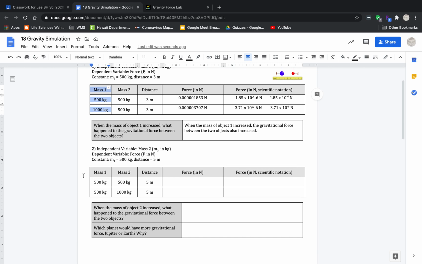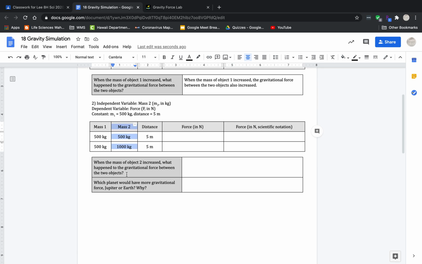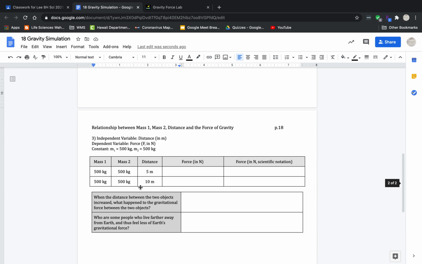What you need to now do is figure out what happens if we change mass 2. Does the gravitational force increase or decrease? And answer these two questions. And also, what happens if the distance increases? What happens to the gravitational force? Do you think it's going to increase or decrease? And then answer the two questions. All right, good luck with the worksheet.